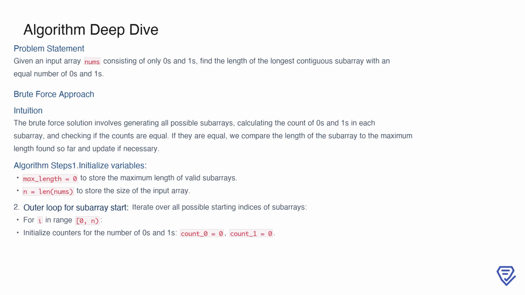To implement this, we initialize a variable max_length to track the longest subarray length and set it to 0 initially. We also determine the size of the input array, n, since we'll iterate through all possible subarray start and end points. The outer loop will fix the starting index of a subarray, and for each starting index, we initialize counters count_0 and count_1 to track the counts of zeros and ones for the current subarray. This sets up the groundwork for examining every possible subarray in the array.